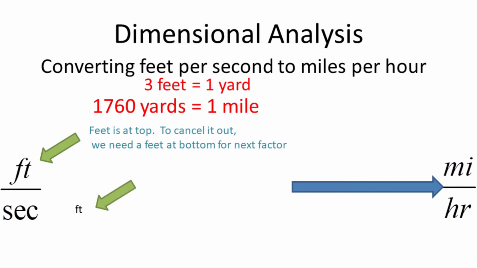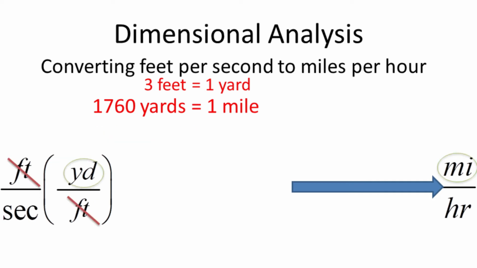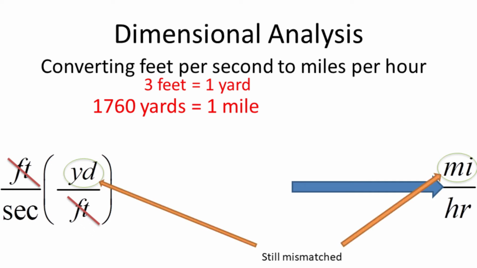To cancel out feet on top here, basically our next factor, this fraction, needs to have a feet on the bottom also, to mathematically cancel it out. We're going to convert from feet to yard to miles in the next few steps here. And our first factor here is going from feet to yard. The way we place the feet on the bottom allows us to cancel with the feet on the top of the previous factor. At this point, the unit that's left on top is yard, which still does not match mile, which is what we need at the end.